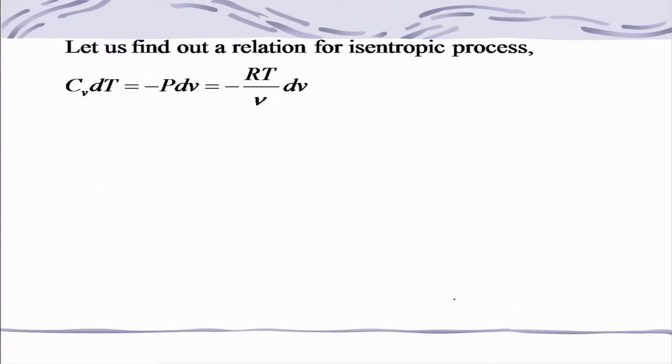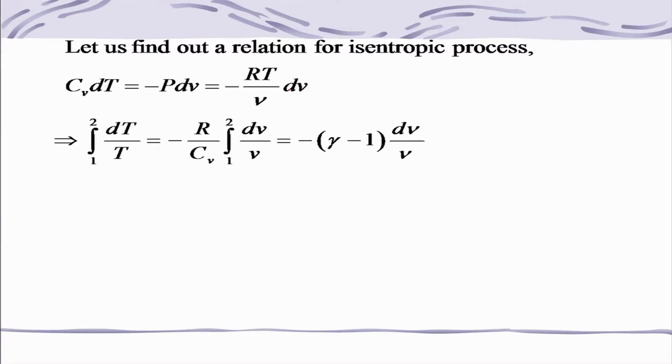And let us find the relationship for an isentropic process, that is Cv dT is equal to minus P dV. From the ideal gas law we can substitute P with RT by V, times dV. I can express this by dividing by the temperature T here, and by Cv, so that we get dT by T equal to minus R by Cv times dV by V.